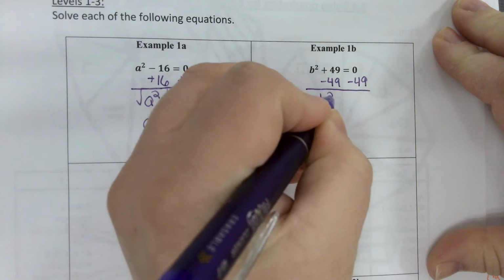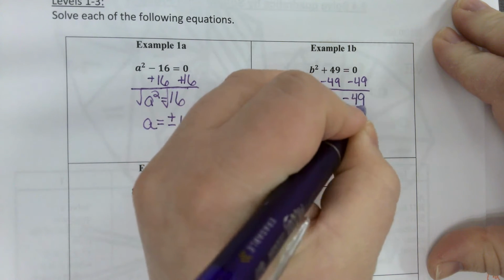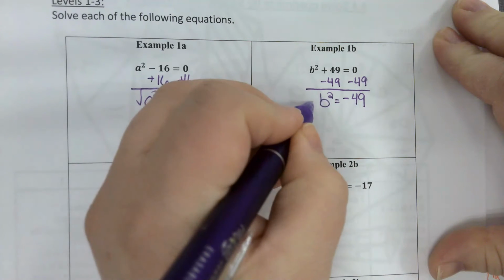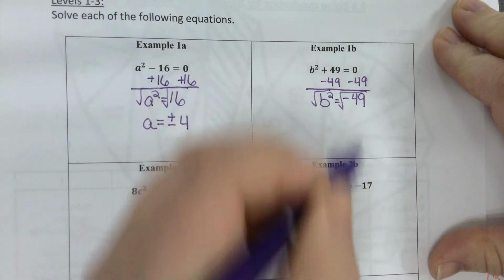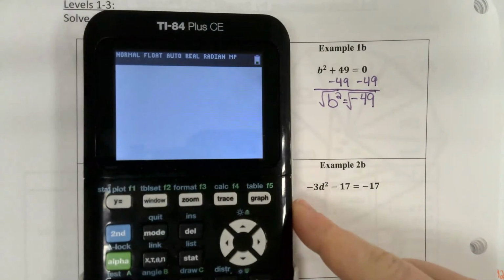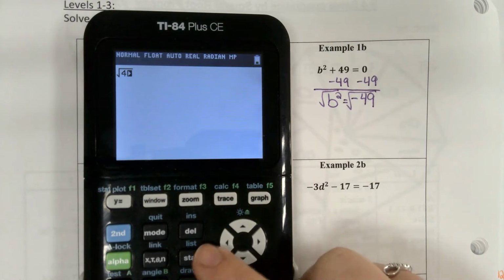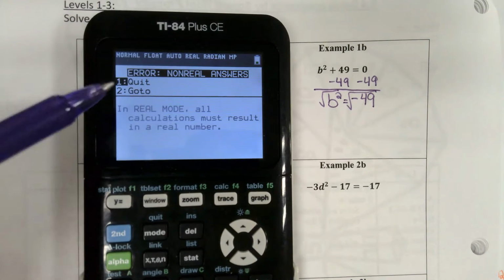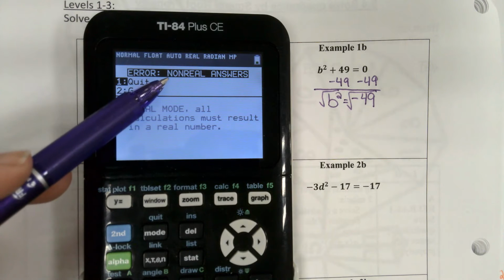That gives us b squared is equal to negative 49. And when we go to square root both sides, we have a problem here. We have not learned how to take the square root of a negative number yet. In fact, if you try to put it into your calculator, you would get an error called non-real answers.